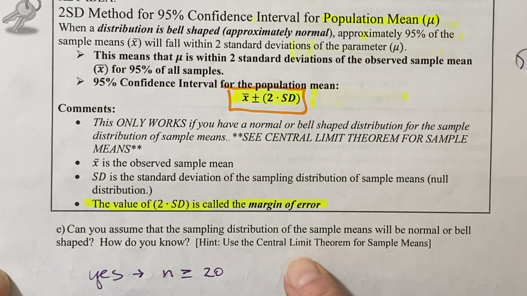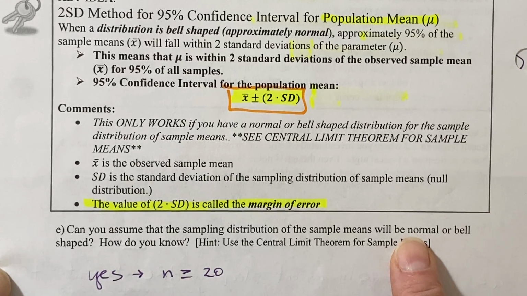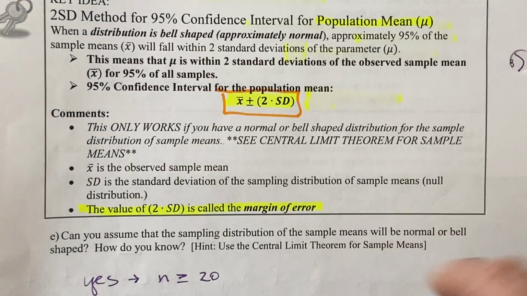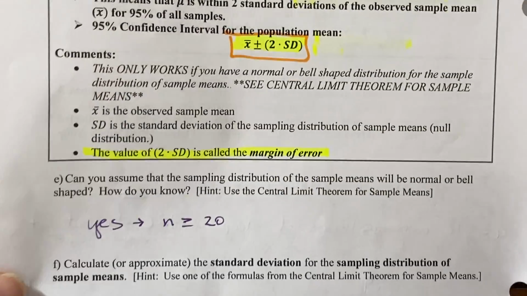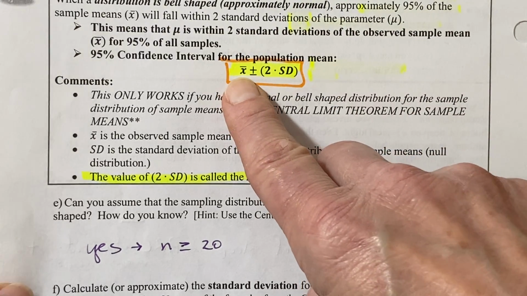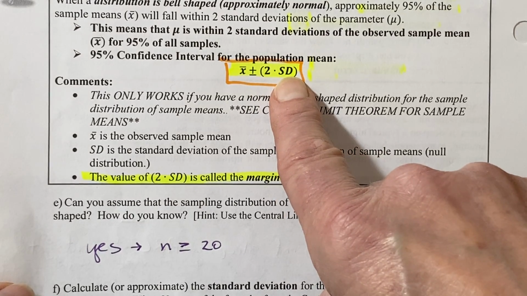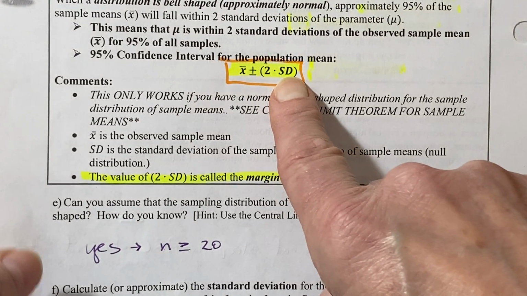We can assume that the sampling distribution of all these sample means would be normal, or bell-shaped. So now to calculate the standard deviation, all right, we've got our sample mean. We're going to use 2 as our multiplier. We need the sampling standard deviation.